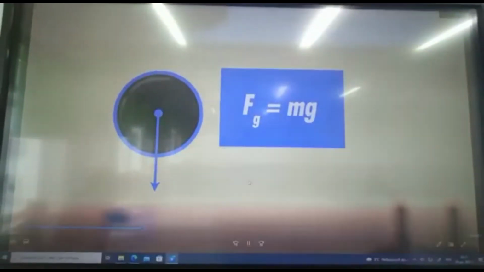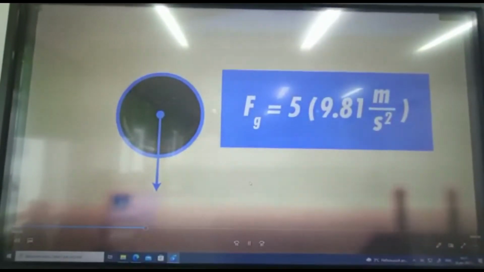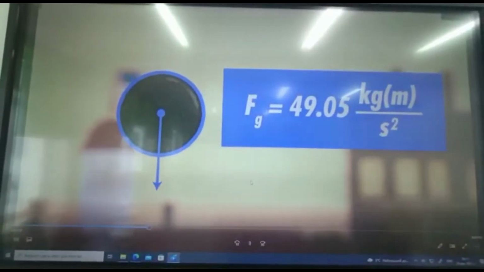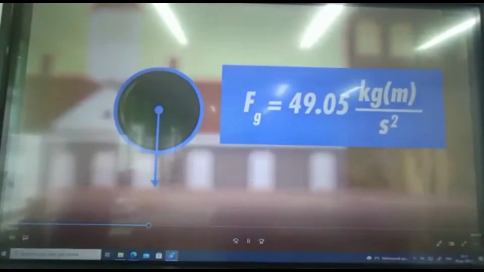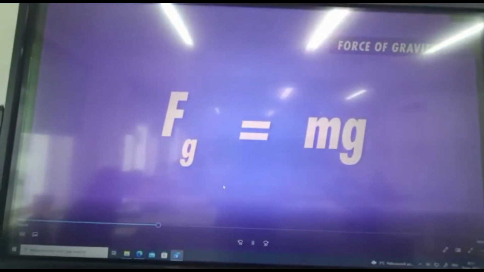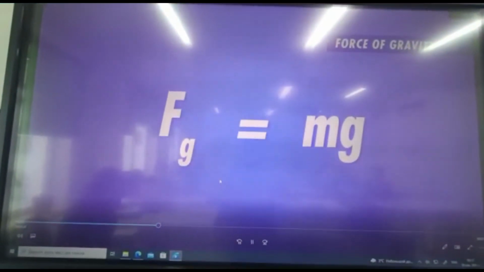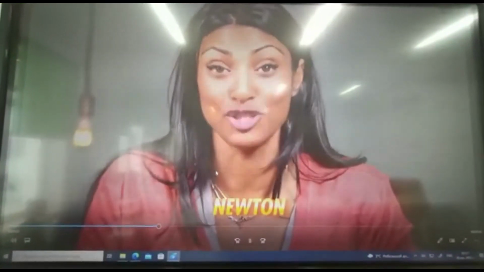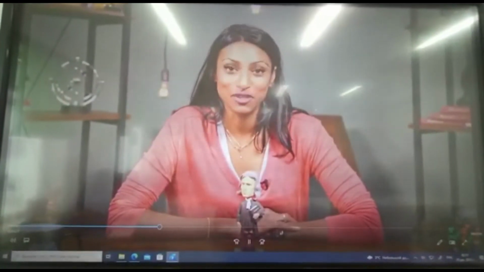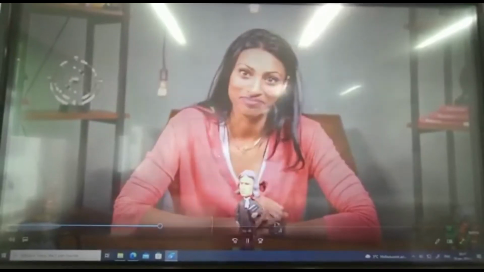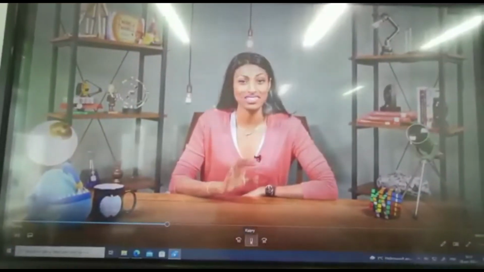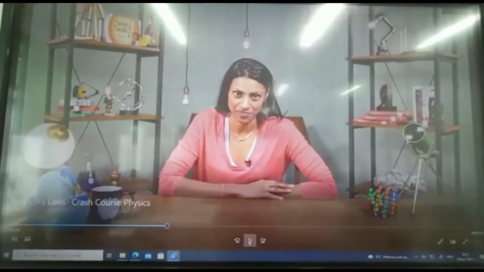So the force of gravity on the ball must be 5 kilograms, which is the mass of the ball, times small g, which comes to 49.05 kilograms times meters per second squared. We use this equation for gravity so much that it's often just written as Fg equals mg. That's how you determine the force of gravity, otherwise known as weight. Now, those units can be a bit of a mouthful, so we just call them newtons. That's right, we measure weight in newtons, in honour of Sir Isaac, and not in kilograms. Kilograms are a measure of mass, but gravity often isn't the only force acting on the object.